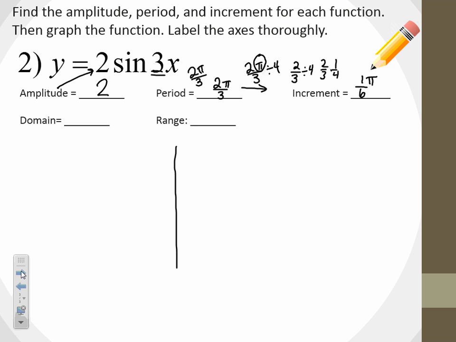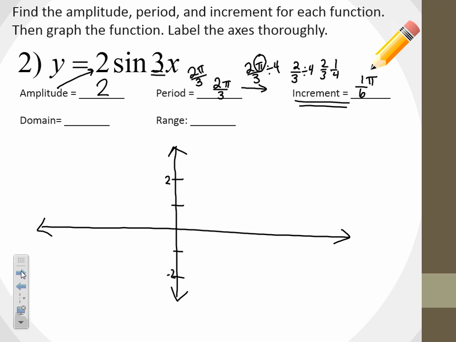So let's set up our graph. Y-axis, x-axis. The y has to go up to 2, so I'm going to go 1, 2, put a label on it. -1, -2, put a label on it. And then we're going to label the x-axis. We need to count by the increment 1/6 pi. That's 2/3 divided by 4, or 2/3 times 1/4. That would have been 2/12, which is 1/6. Okay, so 1/6 pi. So the first one's going to be 1/6 pi, or 1 pi over 6.